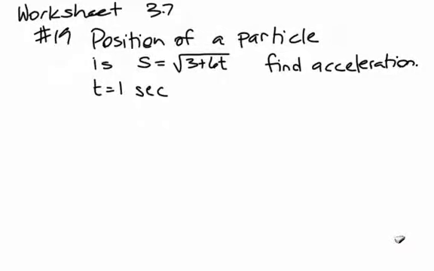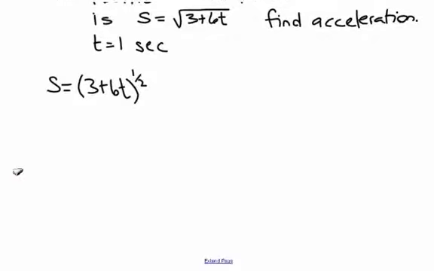For this problem, what we want to do is find the position of a particle, and we're given an equation for that position, which is s equals the square root of 3 plus 6t. We want to find the acceleration. Acceleration is the second derivative of position, and not only do we want to find acceleration, we want to find that acceleration after 1 second.